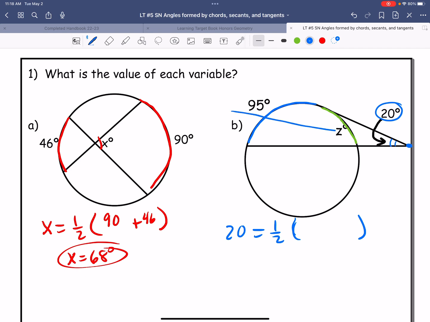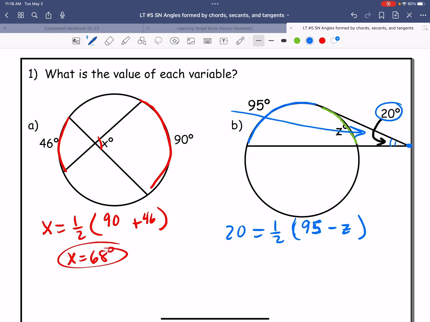And we always work our way in towards the angle. So we do 95 minus z. That totally would be different than z minus 95. So you've got to make sure you're working from the outside in towards the angle.